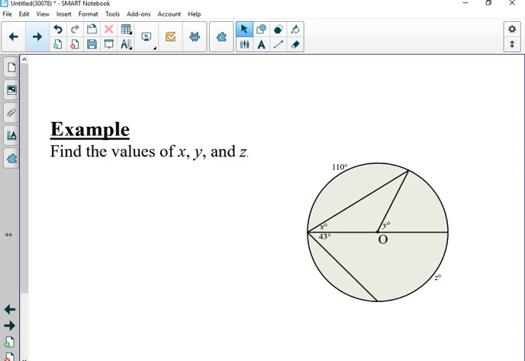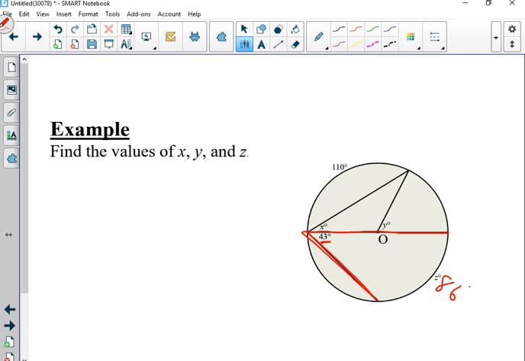Okay, find the values of x, y, and z. Well, if you look right here, here's an inscribed angle. That's for z. If this is 43, that is half of whatever z is. So that makes this 86 degrees. So we have z.